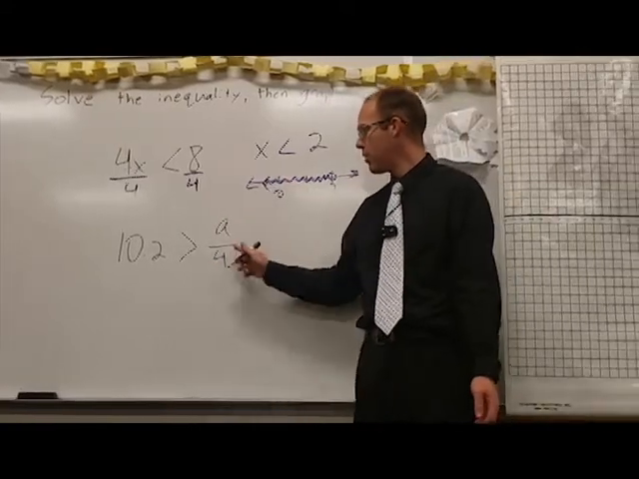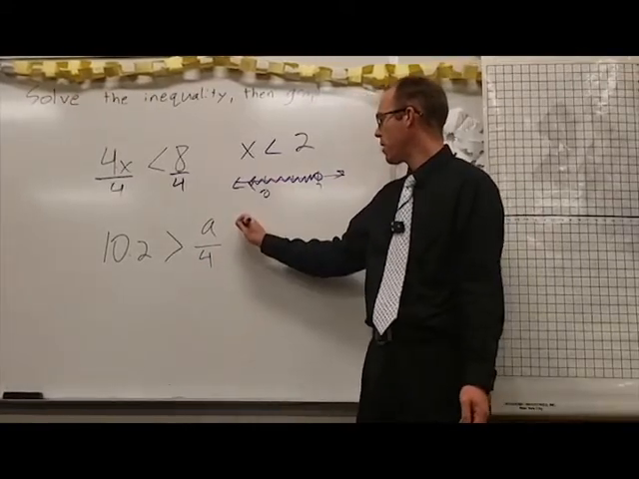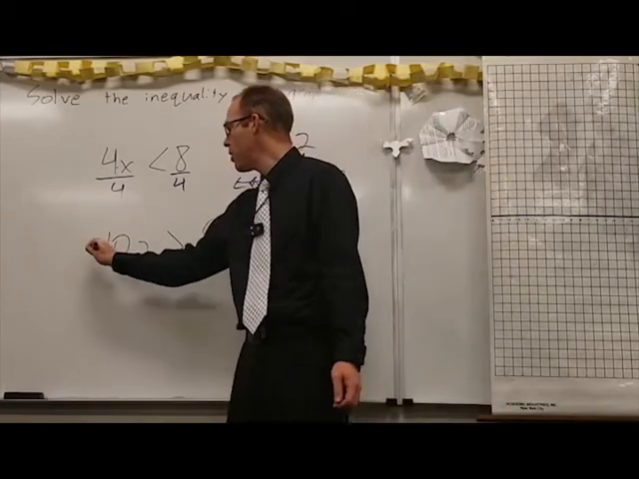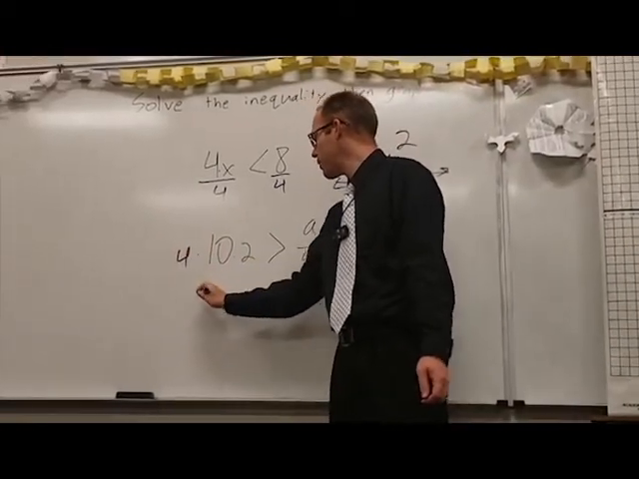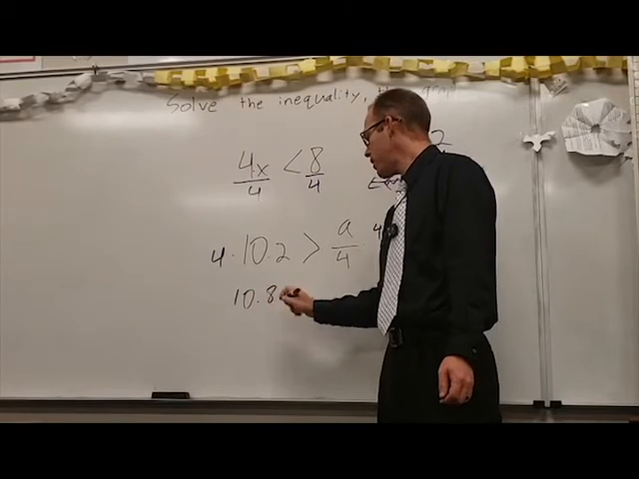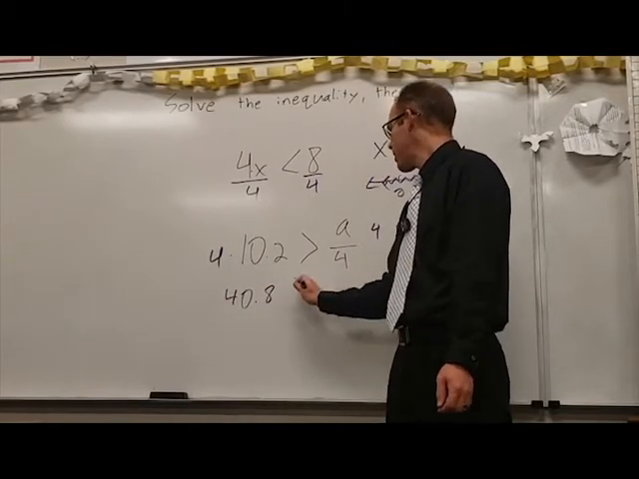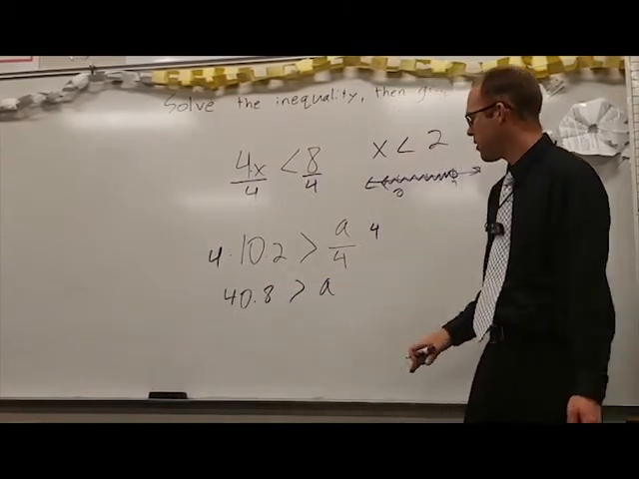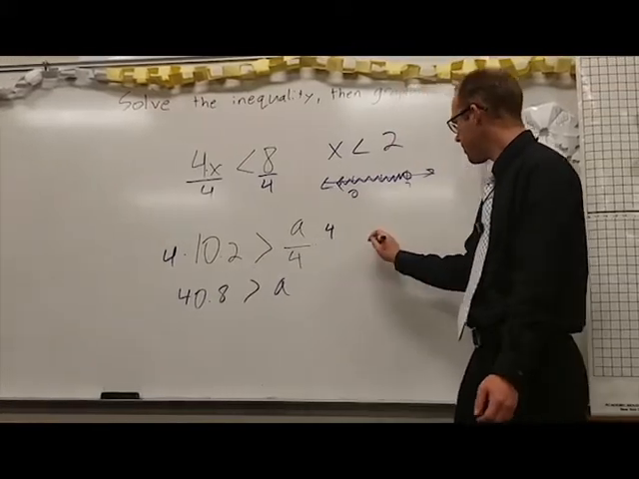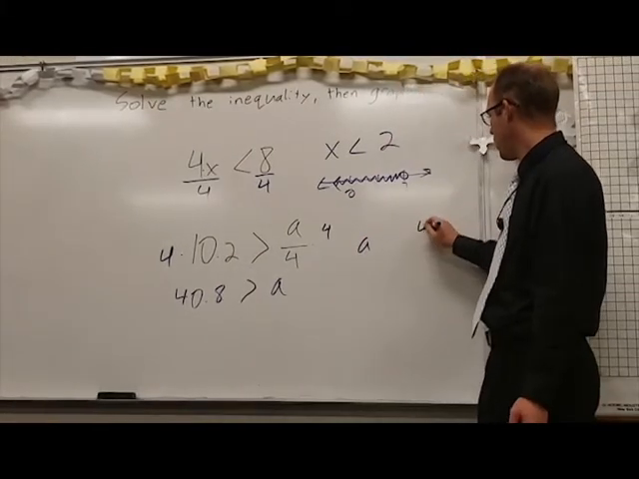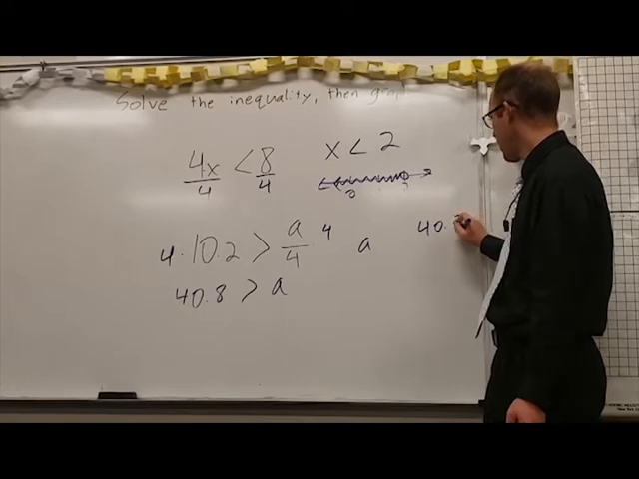All right, here we have division. We're going to undo that using multiplication. We're going to multiply by 4. Multiply by 4. That gives us 40.8 on this side, and a by itself on this side. Let's switch it around so we can see what it looks like with the variable on the left-hand side.